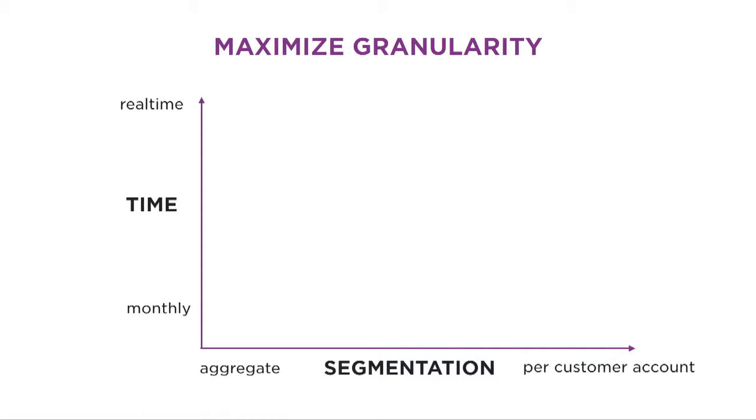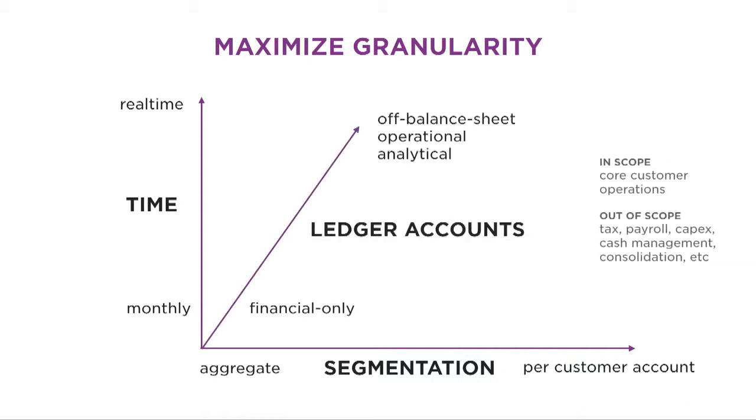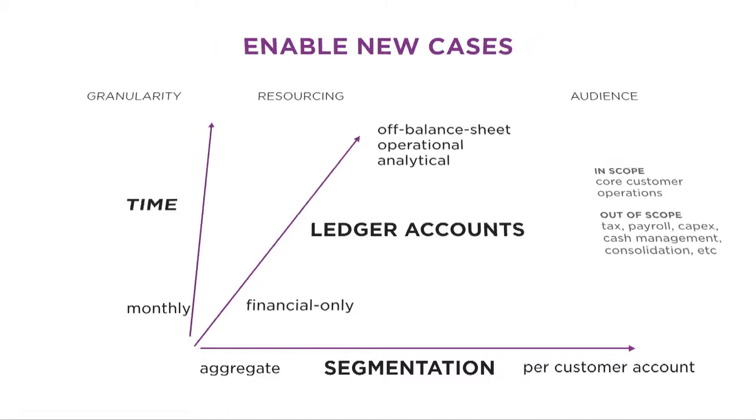We also tried to maximize granularity along the segmentation. So instead of looking at aggregates, we're looking at individual customer accounts. And also along the general ledger account granularity. So we're extending financial-only accounts to things that are off-balance sheet, operational, analytical, things you wouldn't normally see in an accounting system. And our scope here is specifically core customer operations, not tax and payroll and CapEx and all the other things that roll up into audited financials.